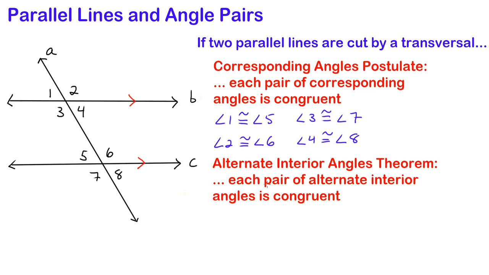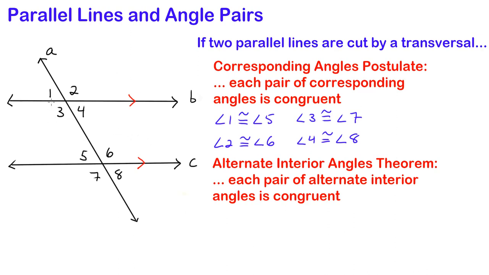The next relationship is the alternate interior angles theorem. That one states, if two parallel lines are cut by a transversal, each pair of alternate interior angles is congruent. So remember that alternate interior angles are inside the parallel lines, they cannot be adjacent to each other, and they have to be on opposite sides of the transversal.